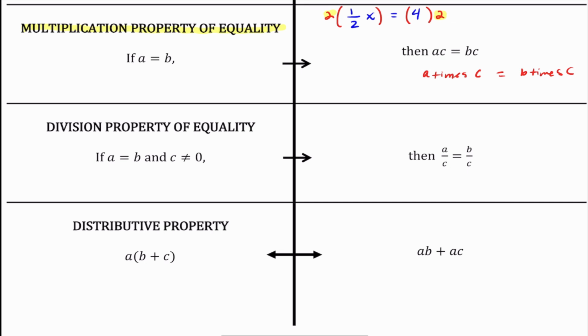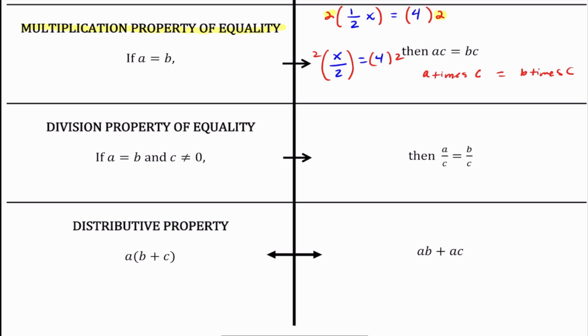And by the way, 1/2 of x equals 4 can be rewritten as x over 2 equals 4. And if I want to get x by itself, I've got to use the multiplication property of equality here, which means that I need to multiply both sides of the equation by 2.